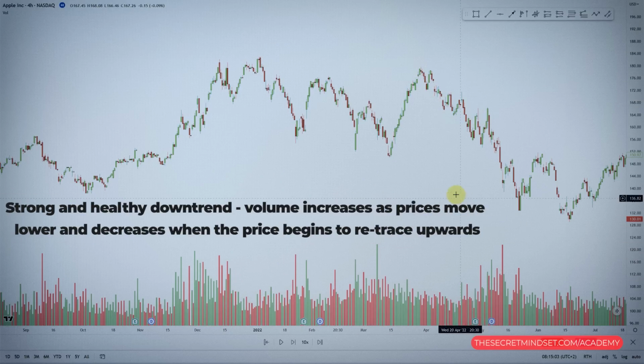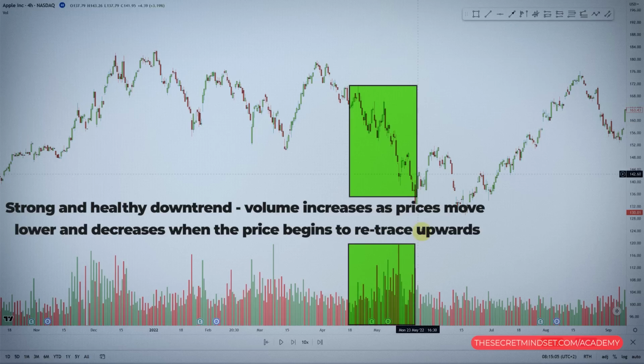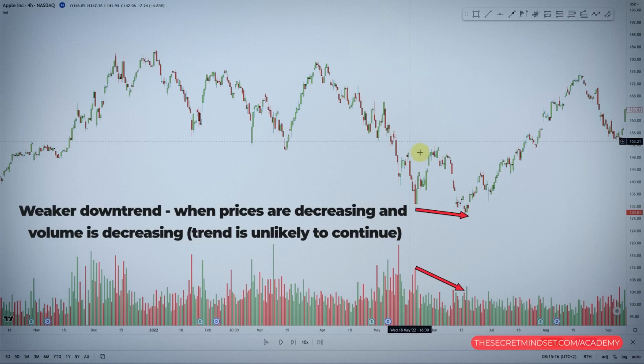A downtrend is strong and healthy if volume increases as prices move lower, and decreases when the price begins to retrace to pull back upwards. When price is falling and volume is decreasing, the downtrend is unlikely to continue. The price will either continue to decrease, but at a slower pace, or start to rise.